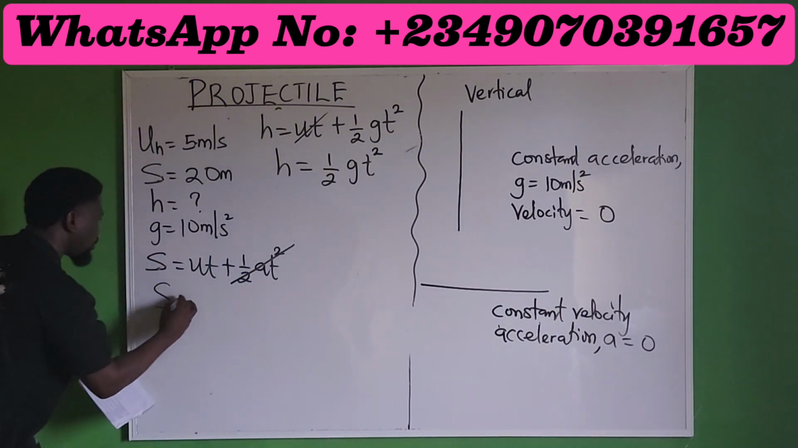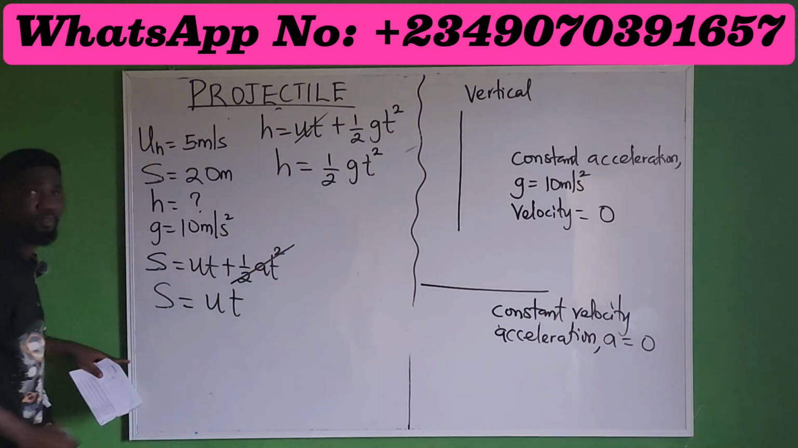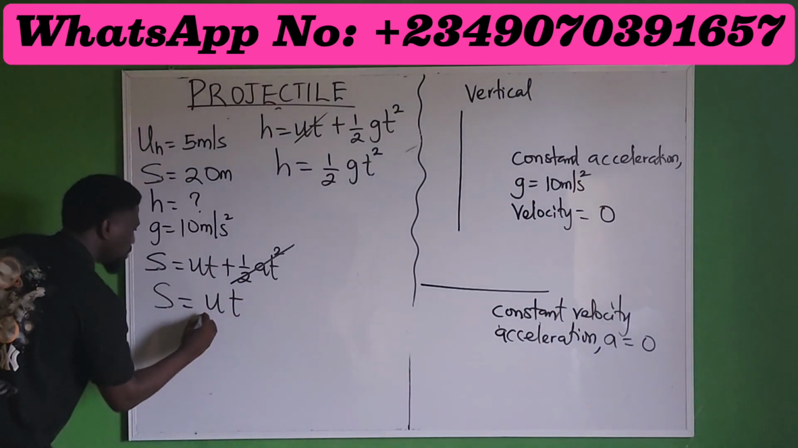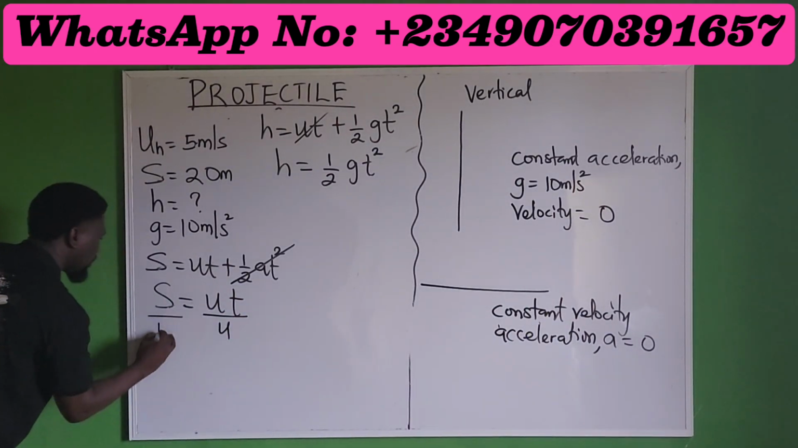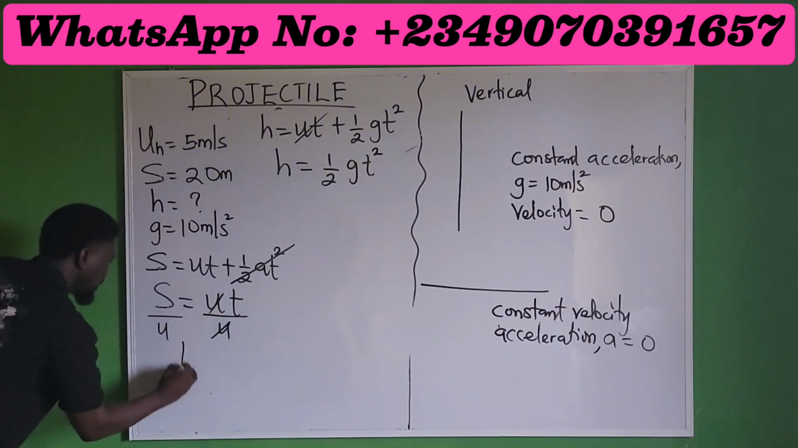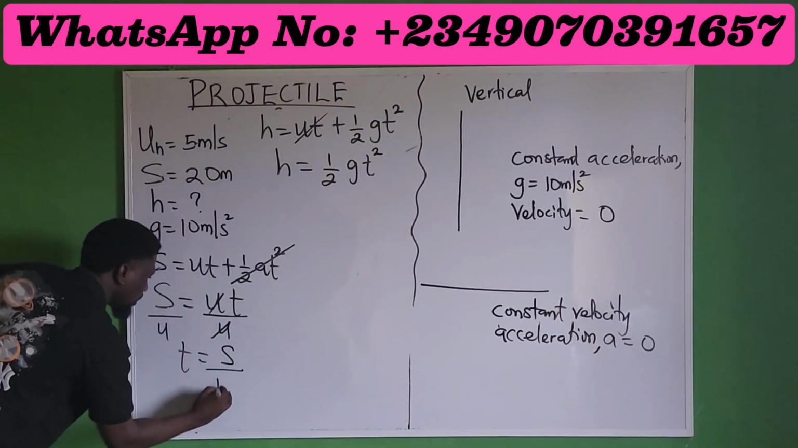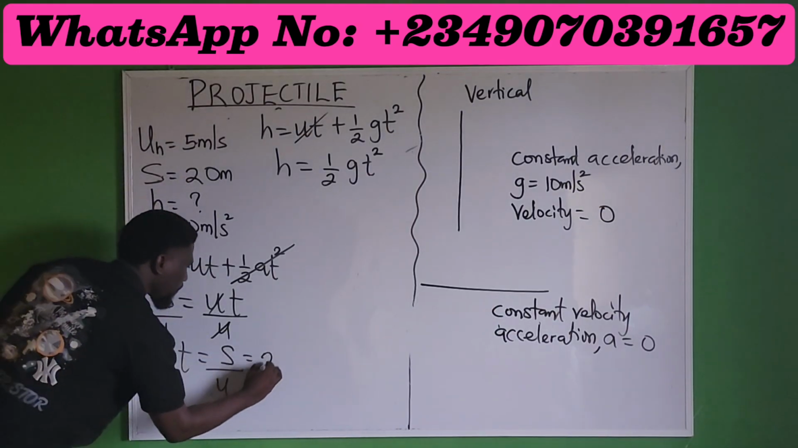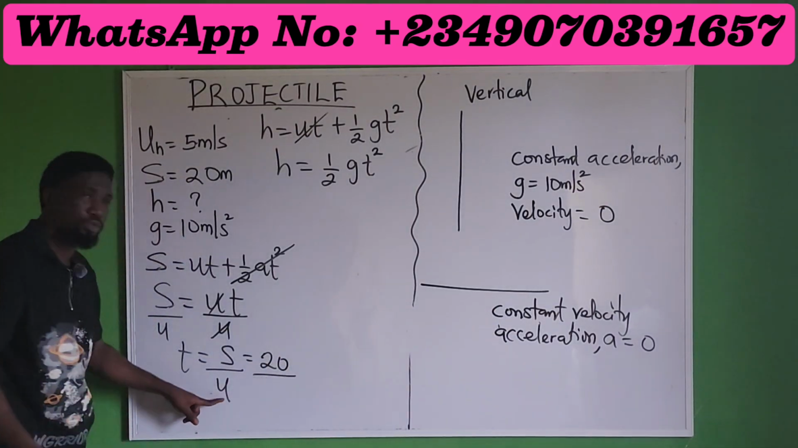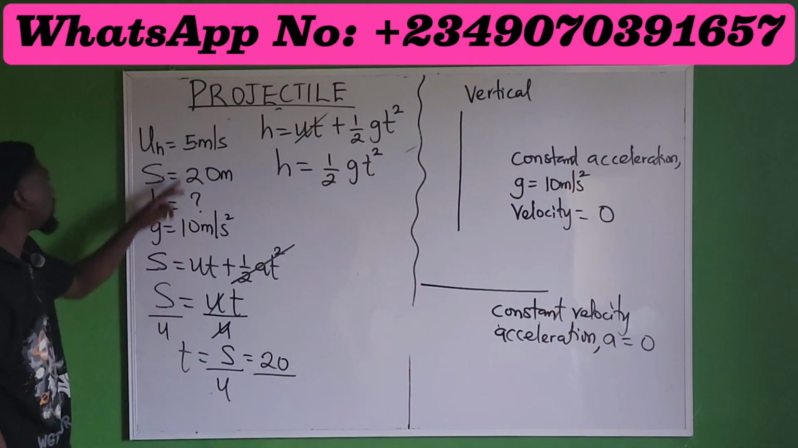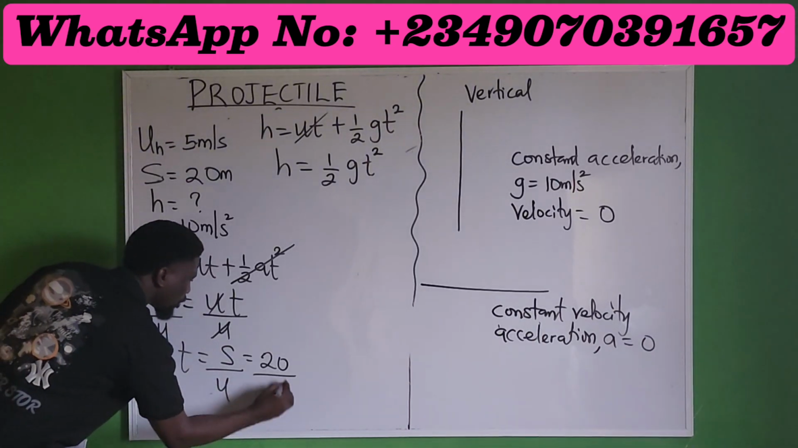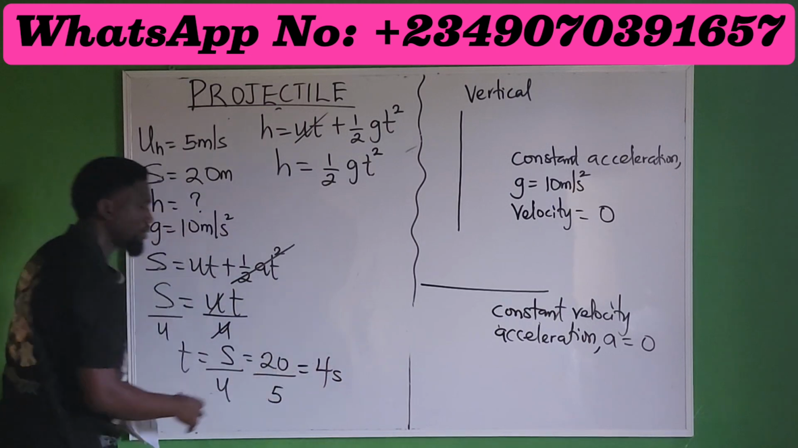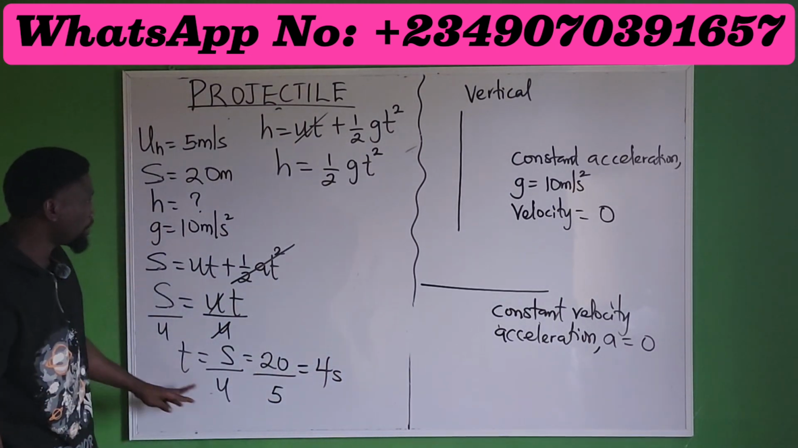So we have s to be equal to ut. So to get our t, what are you going to do? Divide both sides by u, divide this by u, here too by u. So t is equal to s over u. What is s? S is 20 divided by u. That's for the horizontal. U is 5, and 20 divided by 5, that gives us 4. So that's 4 seconds. So we've gotten t to be 4 seconds.